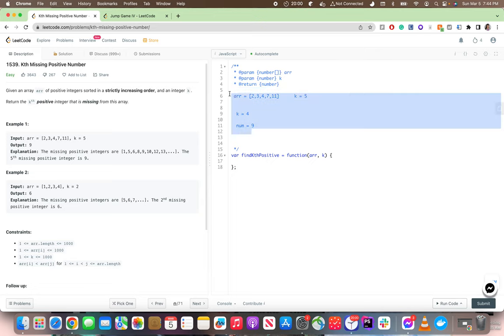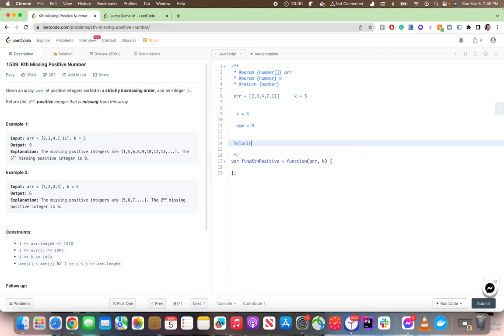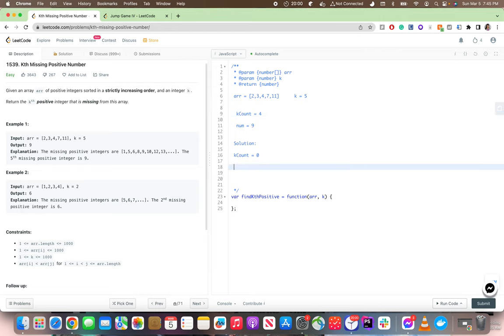So how do we find the solution? I think what we can do is start with a k count, because k is already given. So we start with k count equal to 0, and we start with num equal to 1. We are traversing the array, right? We will check if 1 is here or not. 1 is not here, right?